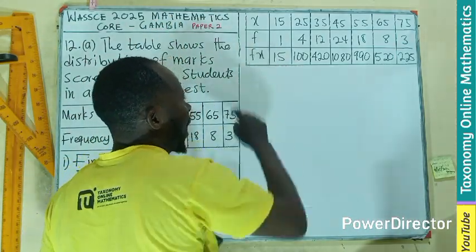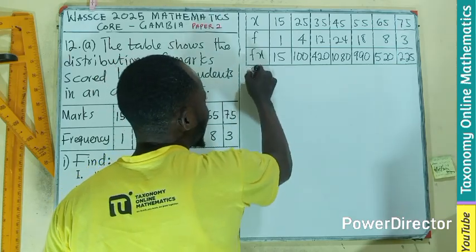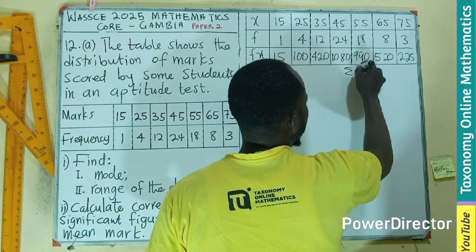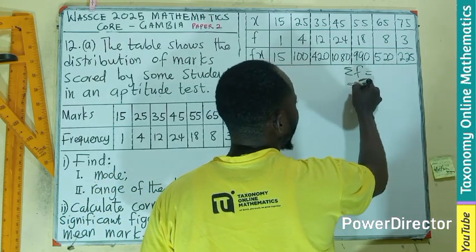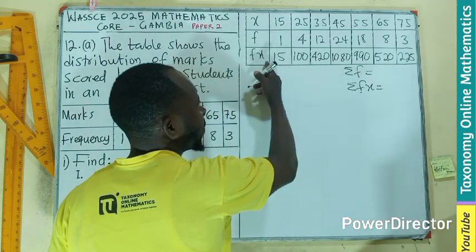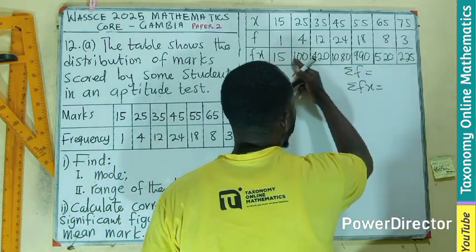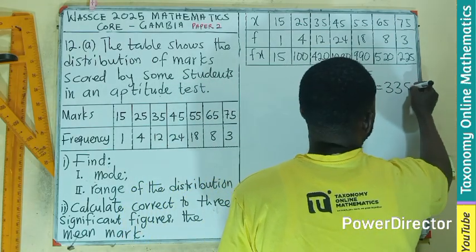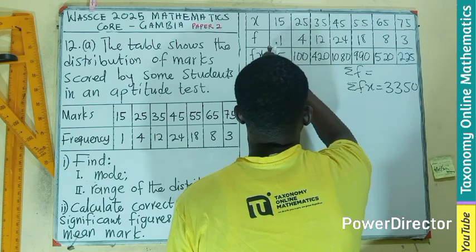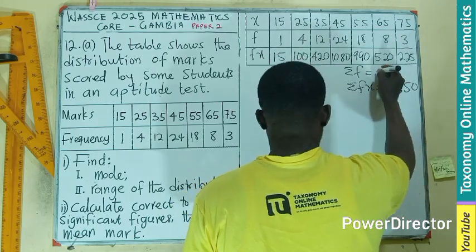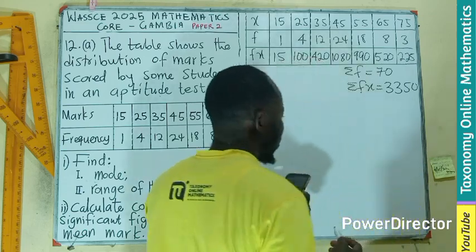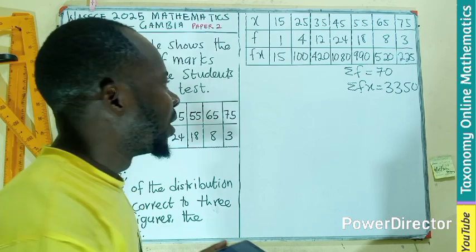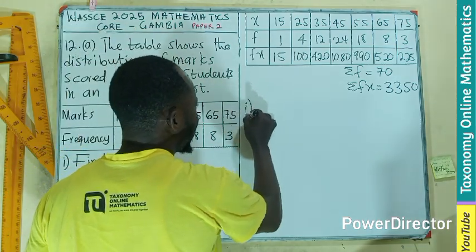We need to find the total of the frequency, which is sigma f. We also need to find sigma fx, meaning the addition of all these. If we add all this together, you should have 3350. And if you add all the frequencies together, that will be 70. So these are the values that we need for sigma f and sigma fx. Now let's begin with the question itself.